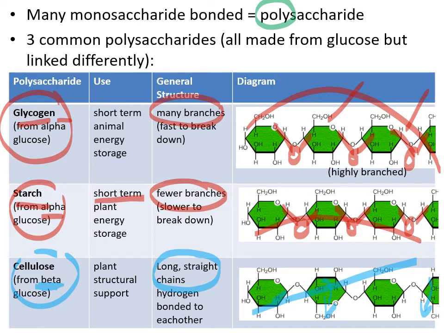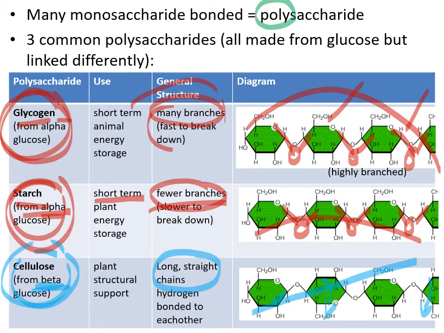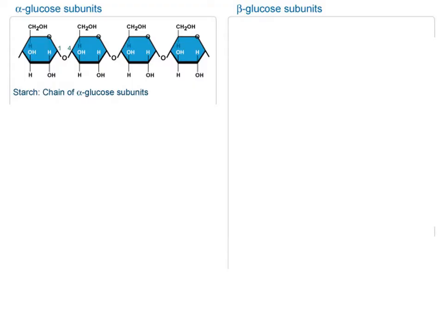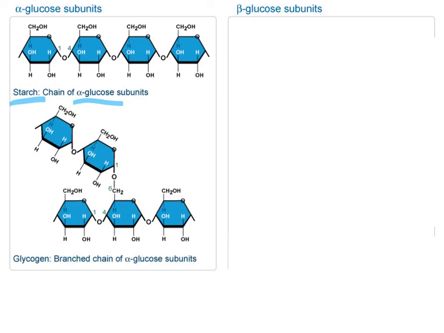So glycogen and starch are made from alpha glucose, and they're bulky. Glycogen has lots of branches, starch has fewer branches. Cellulose is made with beta glucose, and it's going to form these long straight chains instead. So here is a starch chain of glucoses. These are all alpha glucoses. So there it is there.